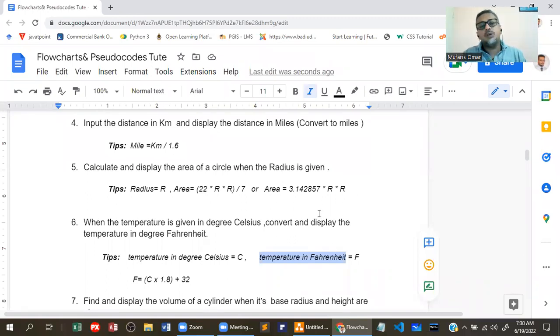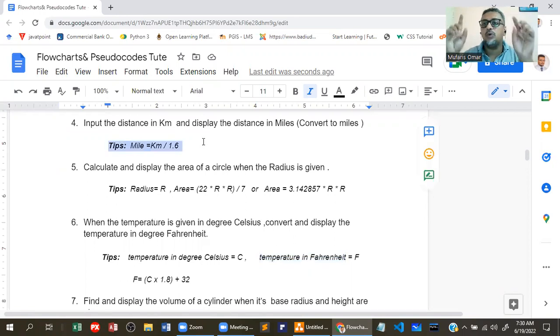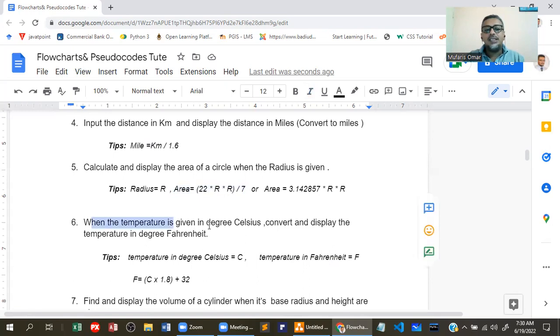So, right, these are the three questions. First one, input the distance in kilometer and display the distance in miles, convert to miles. So you have to use this formula. So try to draw a flow chart for this algorithm, okay? Second one, calculate and display the area of a circle when the radius is given. So when you know the radius, you have to write this formula to find the area. Very simple. Third one, when the temperature is given in degrees Celsius, convert and display the temperature in Fahrenheit.